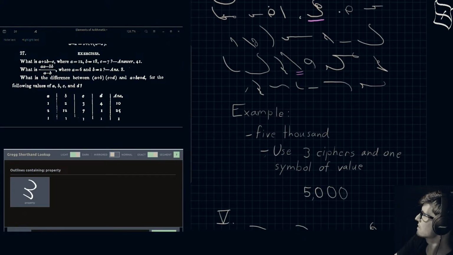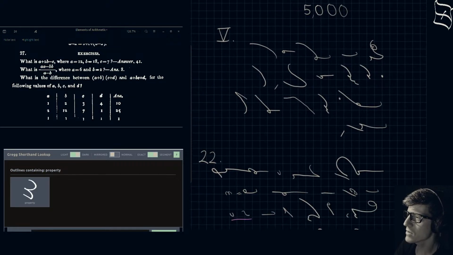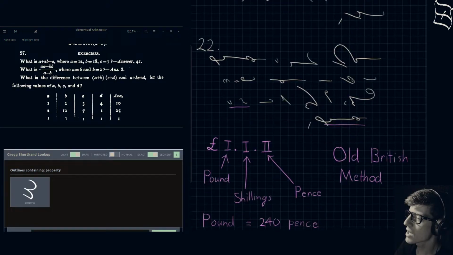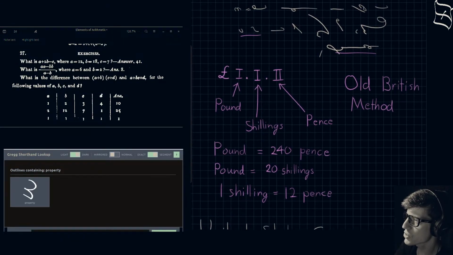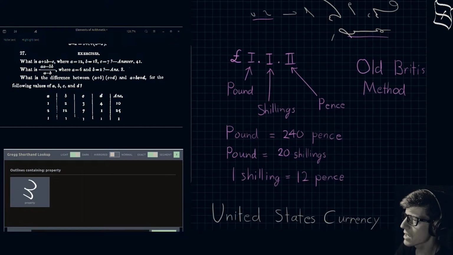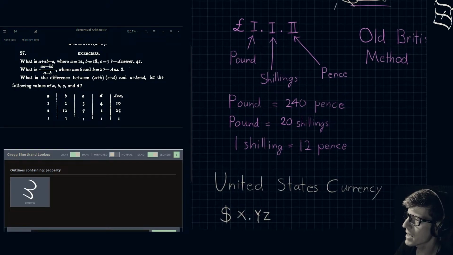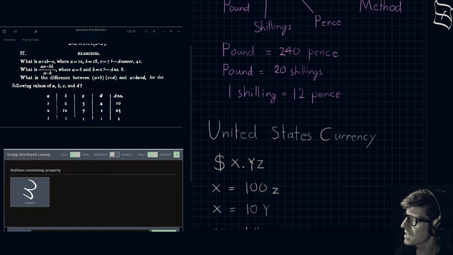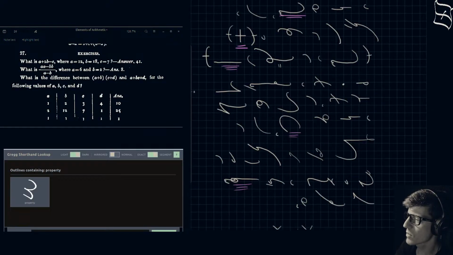So my time has ended now, but we talked about ciphers, we talked about the need for positionality, we talked about different methods of parts, right, based on position. So the old British method was the pound, the shilling, and the pence, right? And 1 shilling was 12 pence, and 1 pound was 240 pence, and 1 pound was 20 shillings. And then we talked a little bit about US currency, and so on and so forth.